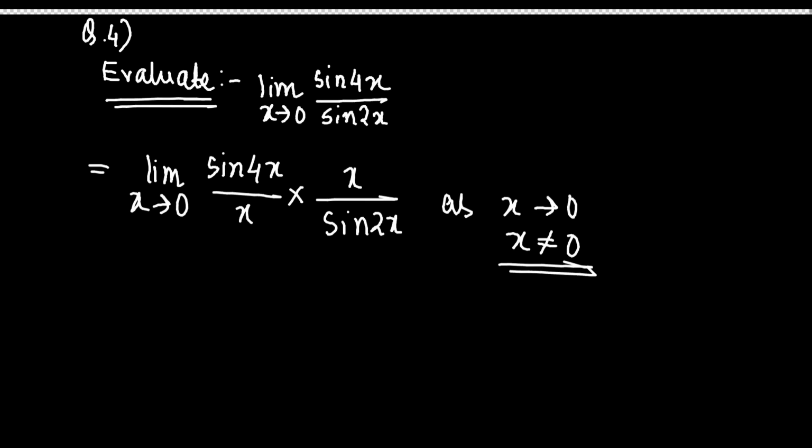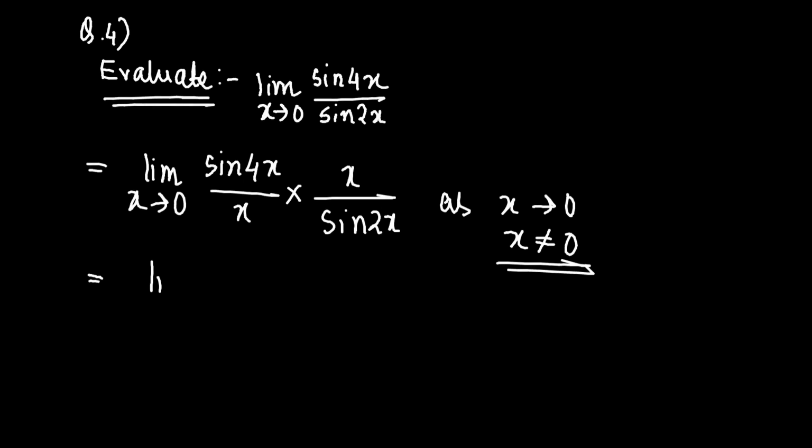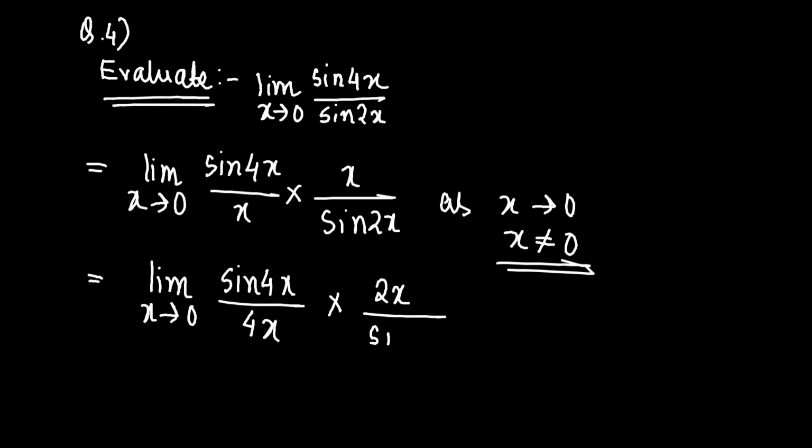Now it is limit x tends to 0 of sin 4x. Now here we multiply by 4, since x was there, into, here we write 2x, by sin 2x. Now here, since we have just divided this sin 4x by 4, we have to compensate for this one.